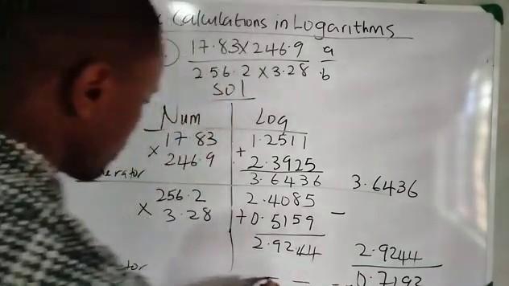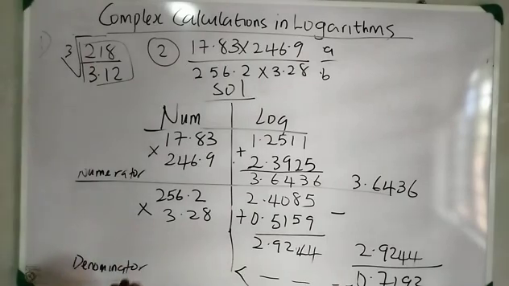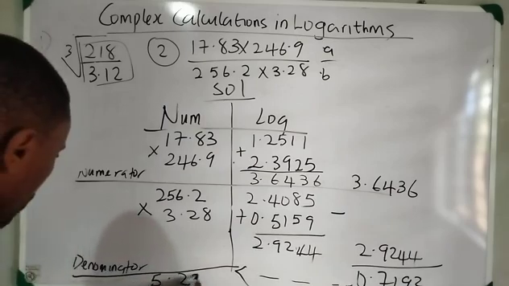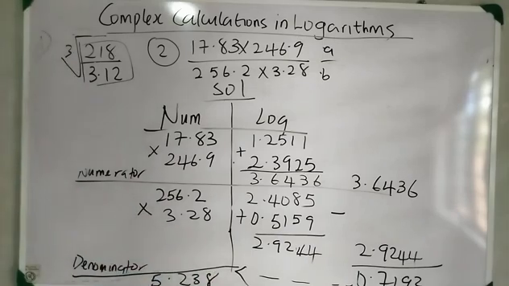So if you convert this to an anti-logarithm, the final answer you are going to get is going to be what? Now this is no longer the denominator. The final answer that you are going to get is 5.238. So that's my final answer. I hope that makes sense. So you just have to be careful, understand what you are doing before you start solving, not rushing to solve.